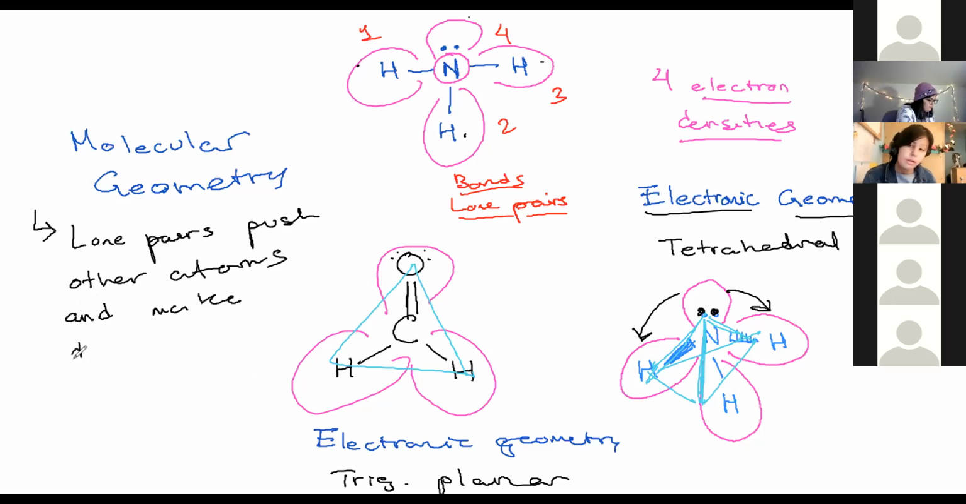Earlier Todd was mentioning the possible molecular geometries you can have for tetrahedral electronic geometry. Electronic geometry stays the same. It only depends on how many electron densities you have around the central atom. But molecular geometry depends on whether you have any lone pairs or not. So take a look at molecular geometry.